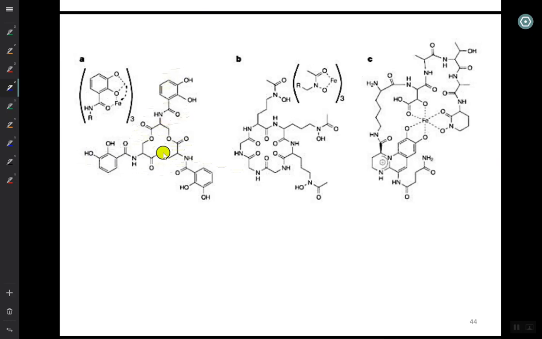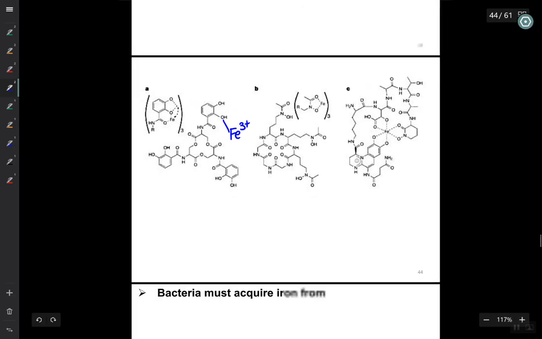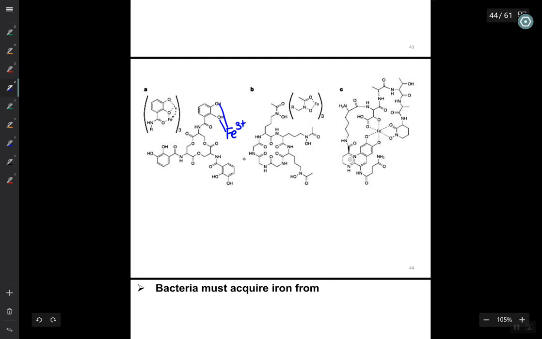And what's important about these side arms is that it's got these oxygen donors, and they serve as really great ligands. So what can happen is that when the siderophore is secreted in the environment, it's looking for iron specifically, and these oxygens can then bind to the iron atom, so it makes an octahedral complex, and then it solubilizes the iron so it can be absorbed by the bacteria.